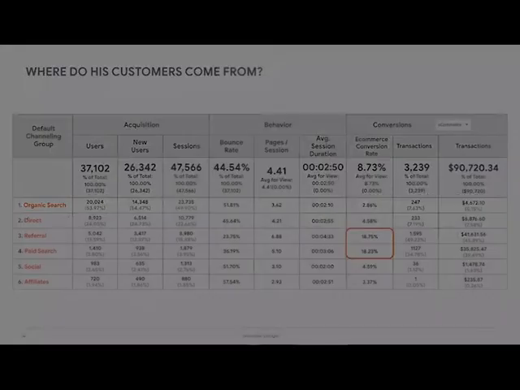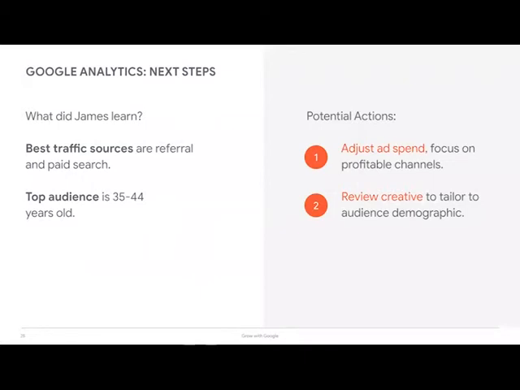So what's James going to do with this information then? He knows now that his best traffic sources are referral and paid search. So he can adjust his ad spend and focus on his most profitable channels. He knows that the top audience is 35 to 44-year-olds. So he can then review his creative and tailor specific marketing campaigns to that specific audience demographic.